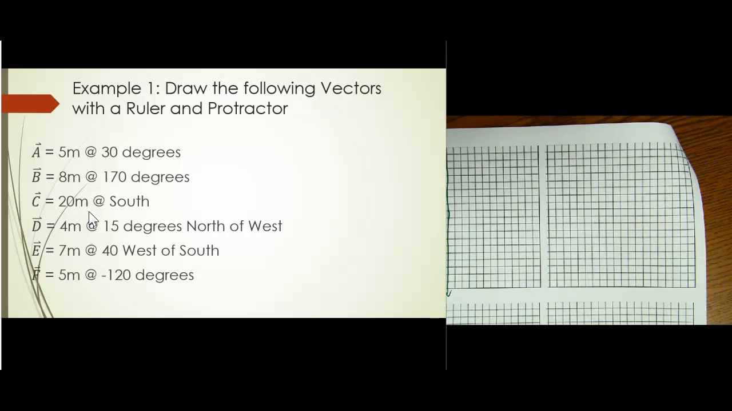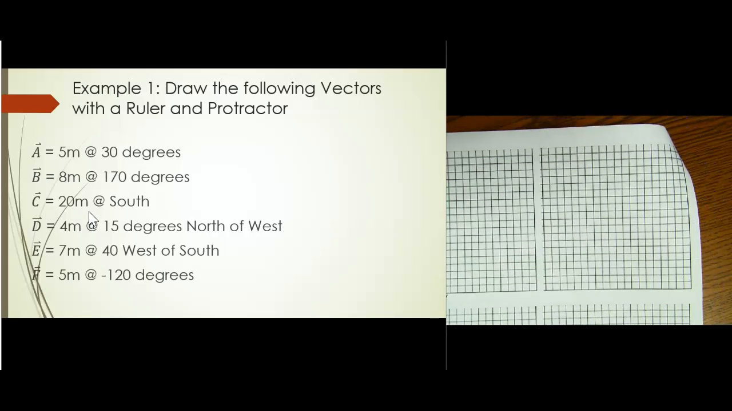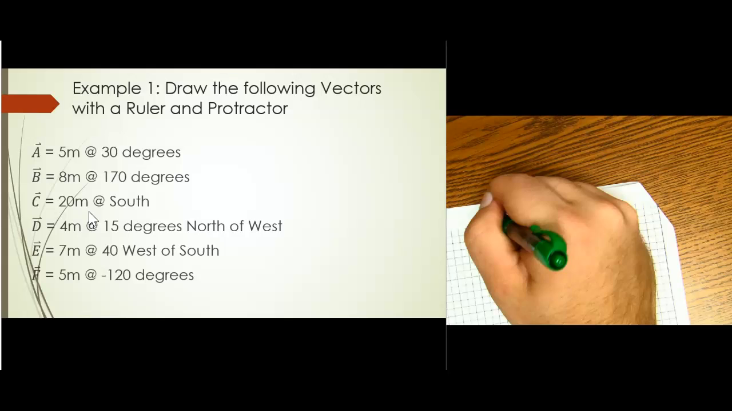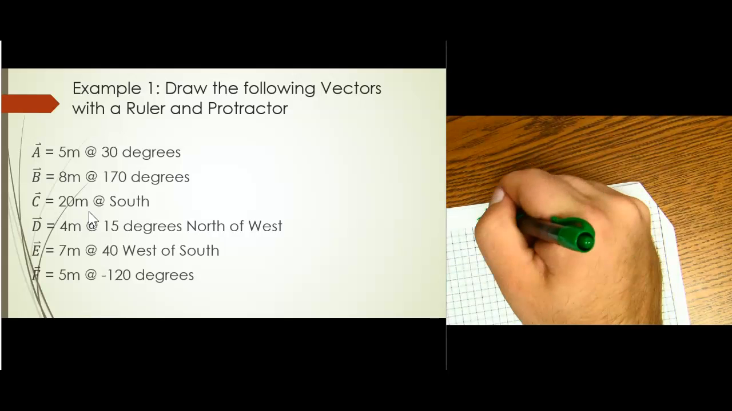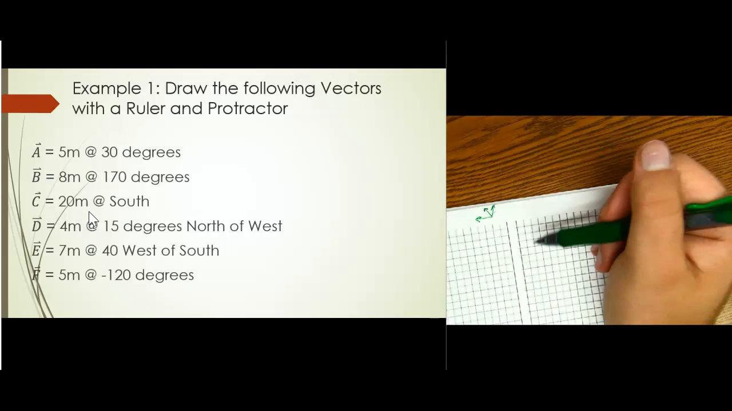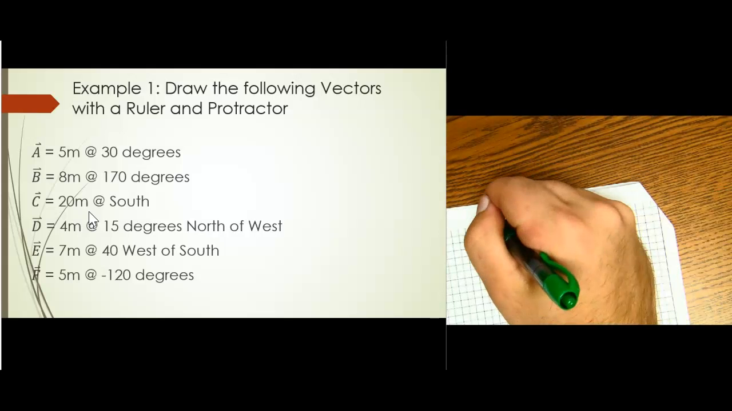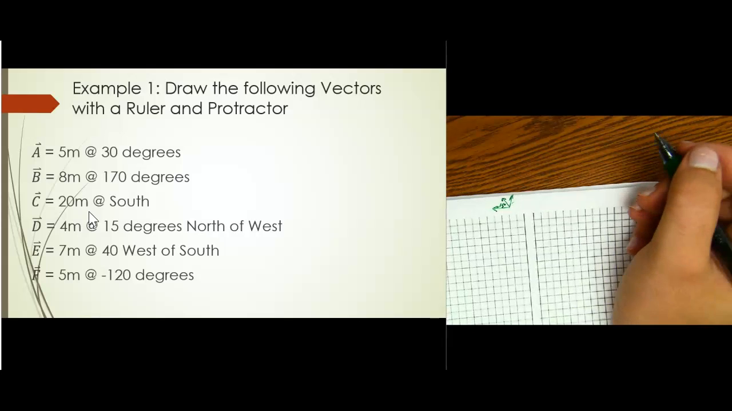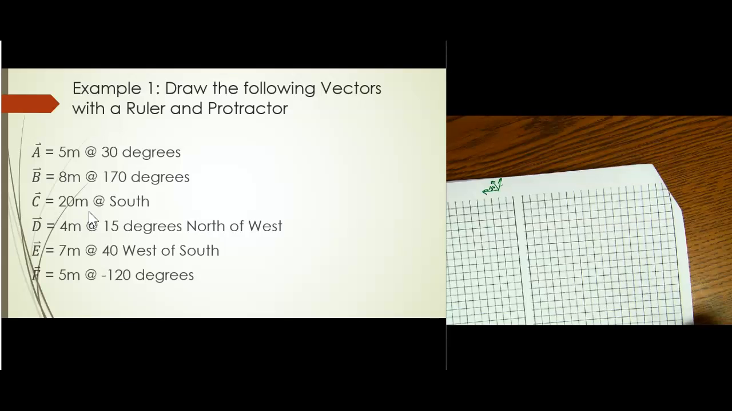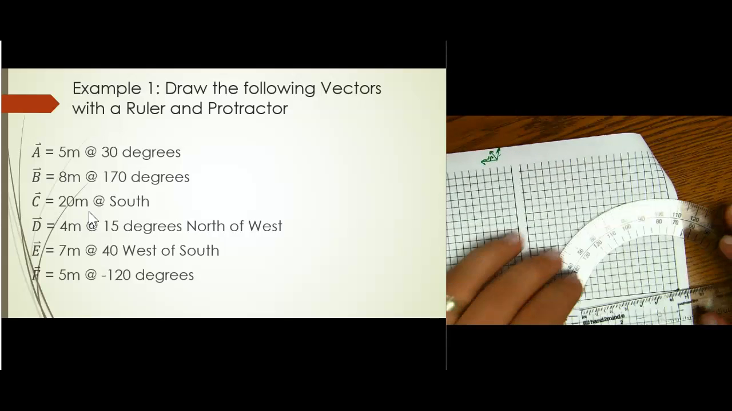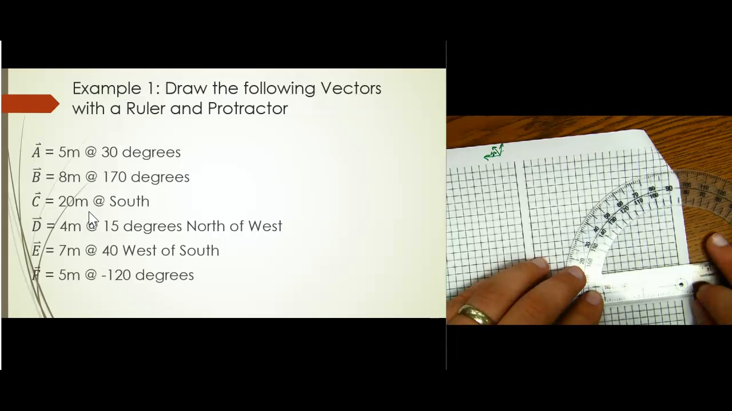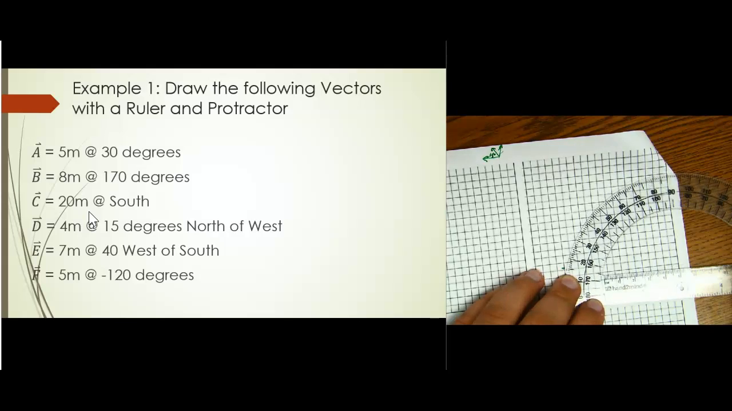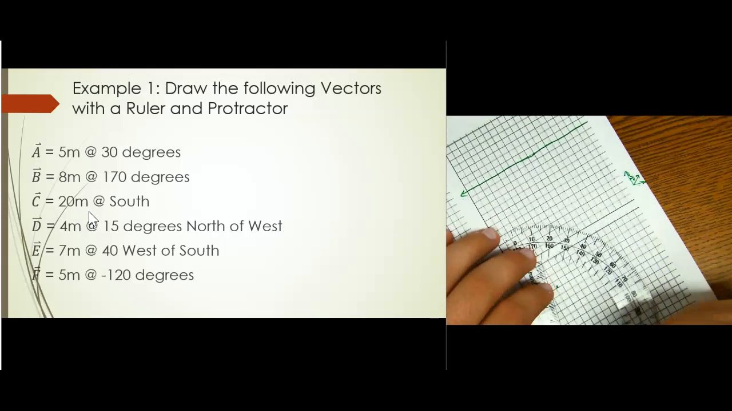4 meters, 15 degrees north of west. Well, let me think about that real quick. Here's west. Here's north. North of west. So 15 degrees north of west. So I'm going to be looking at west. There's west. I got to go 15 degrees north of that. There's 15 degrees north of west. And that's at 4 meters.